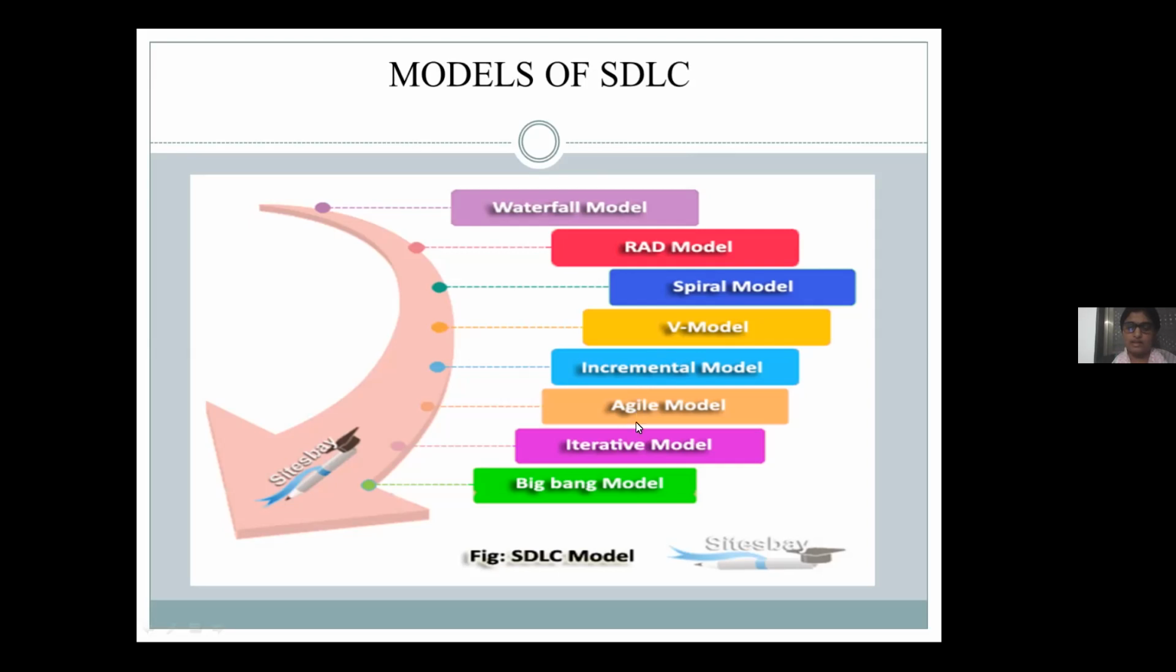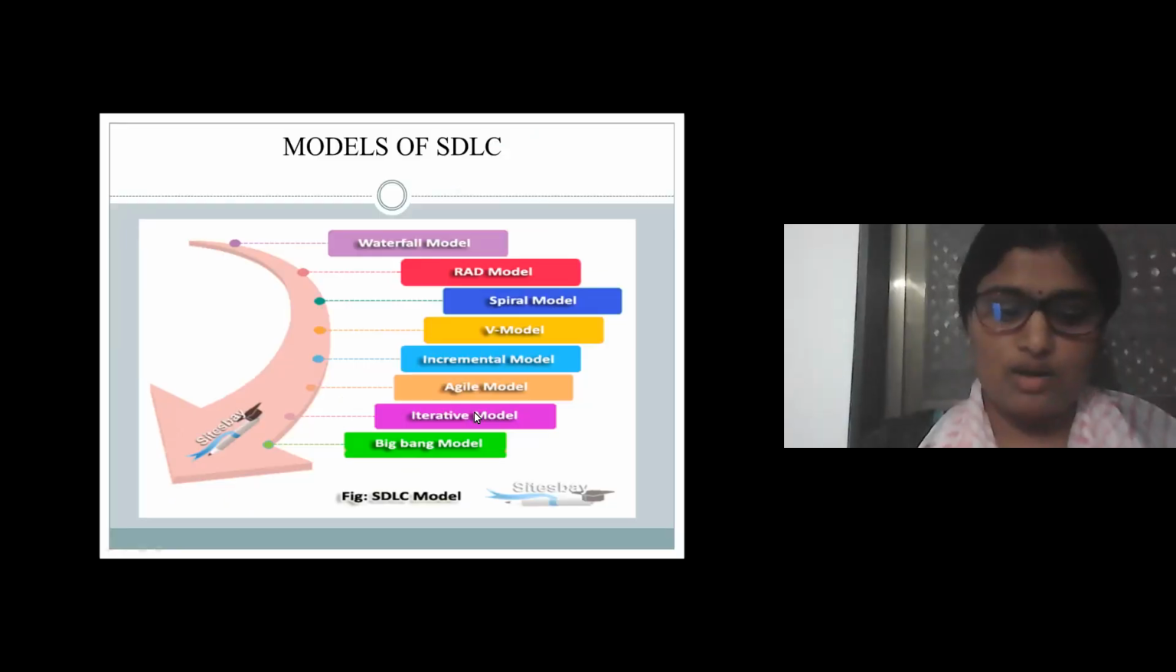And next one is the iterative model. Iterative model is used to address new functional capabilities. And next one is the agile model. Agile is a collection of values, principles, and practices for modeling software, and it can be applied on a software development project in an effective and lightweight manner. Next one is the Big Bang model. Big Bang model is starting from scratch. It doesn't require any planning.